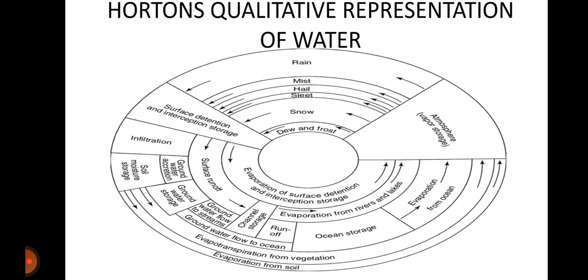In the qualitative representation of Horton's water cycle, they have shown how the water reaches the Earth's surface in the form of precipitation. Then, some amount of water will reach the surface detention and interception storages. It will start getting collected in the surface detention and the interception storage, that is, the water intercepted by the vegetation present. Whatever water reaches the ground surface starts infiltrating. Some of the water will reach the surface as surface runoff, and the rest will again start evaporating from the surface detention and interception storage.